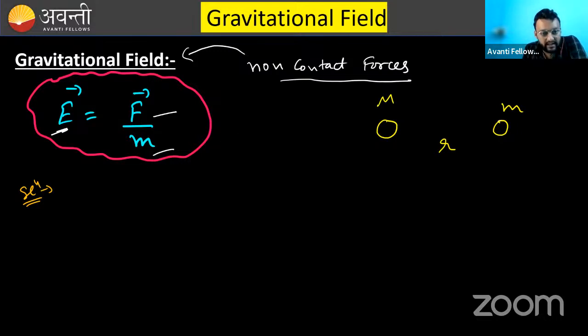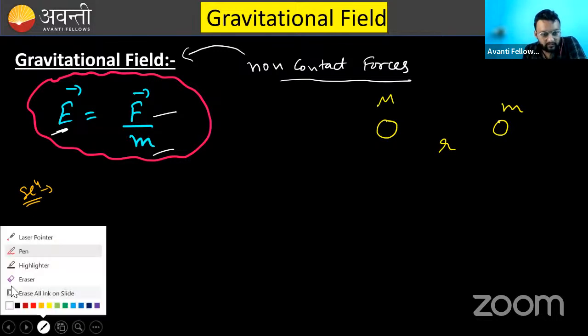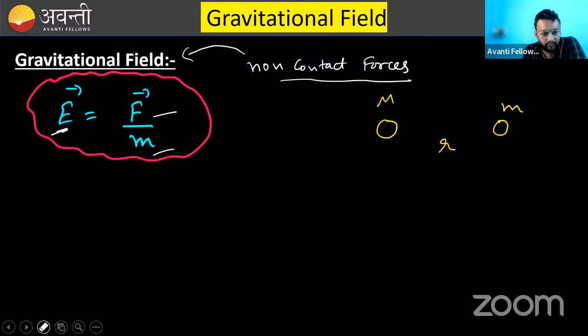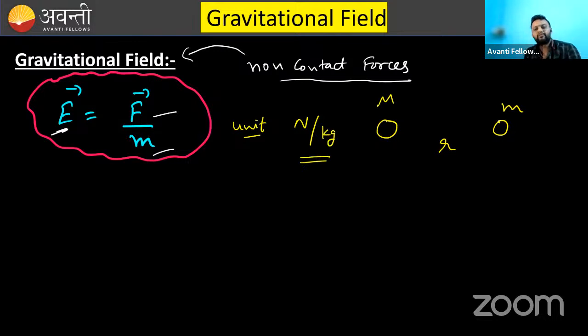From the relation, you can see the unit will become, what is the unit of force? You can say newton. What is the unit of mass? That is kg. What is the unit of gravitational field? Newton per kg. Moving further. One more thing. Gravitational field is a vector quantity, so it must have a direction.